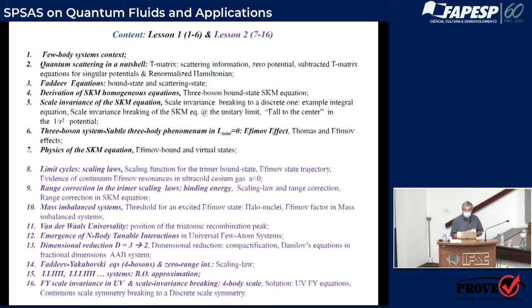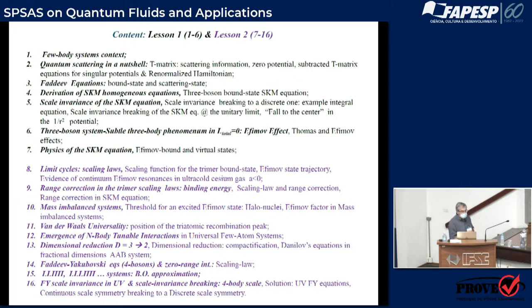Okay, then I will touch on scale invariance, which is a hallmark of this equation, and then its breaking. So I will spend some time explaining this, because this is very wide. Even in quantum field theory, you use that concept. Then I go to the three boson system, talk specifically about the Efimov effect, and then at the end of today, understanding more these properties of the Skorniakov and Ter-Martirosian equation, I will explore with results the Efimov bound states and virtual states, what those are, the Efimov resonance, and then I will continue. I will talk about limit cycles, scaling laws, and then some new work that we have been doing.